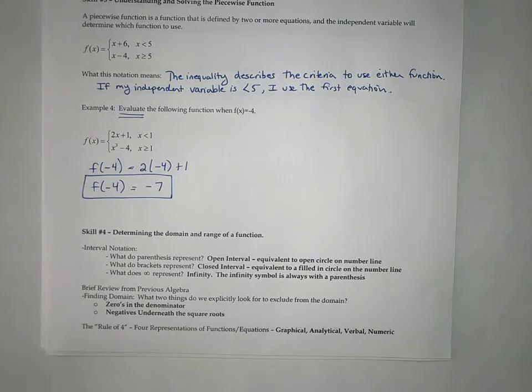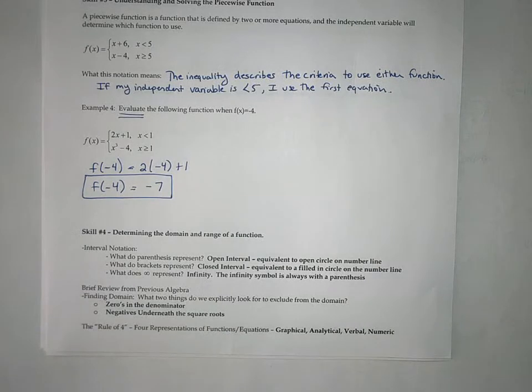The first is a parenthesis, the second is a bracket. A parenthesis indicates an open interval, which means if we were to graph it on the number line, we would have had an open circle. The bracket represents a closed interval, or a closed circle on the number line.